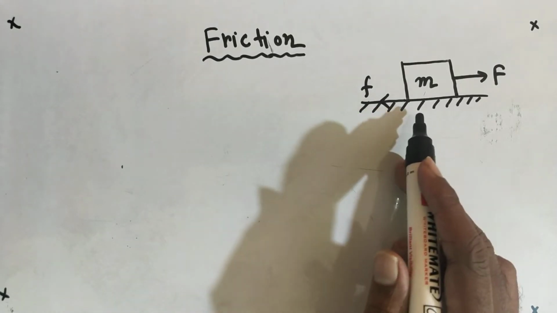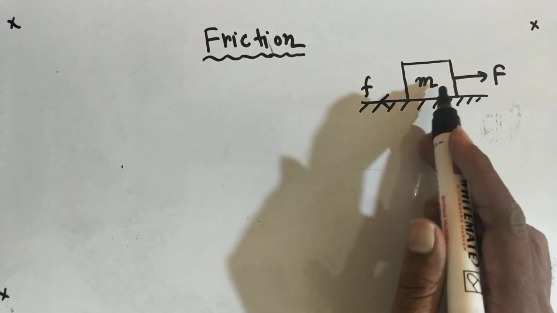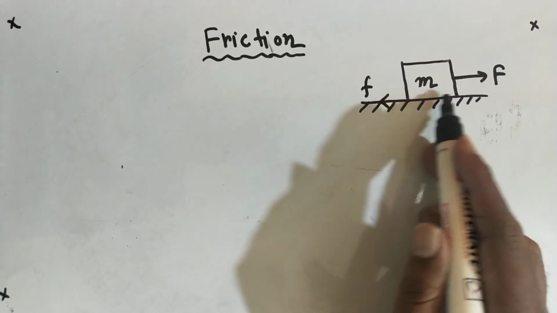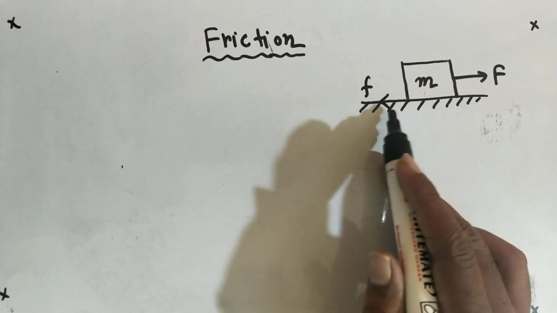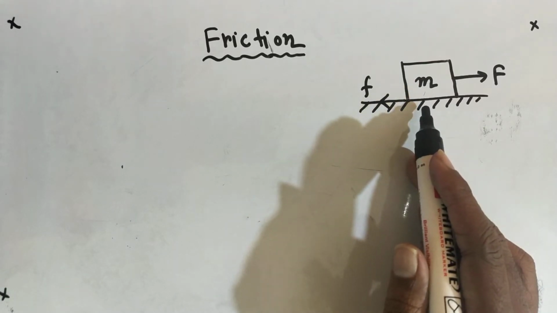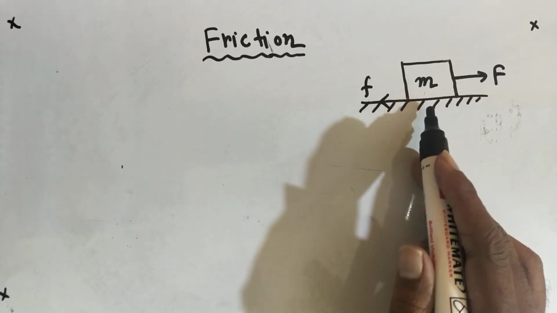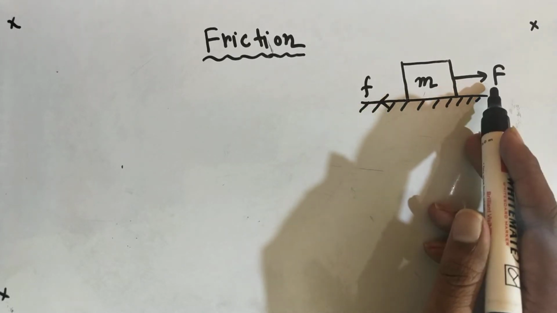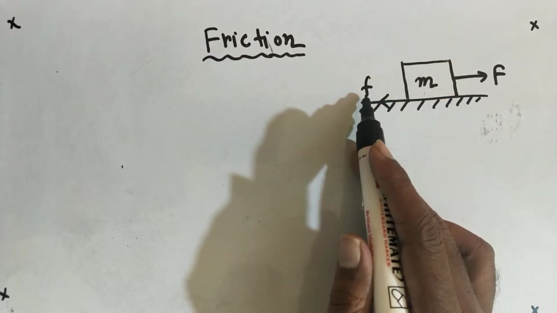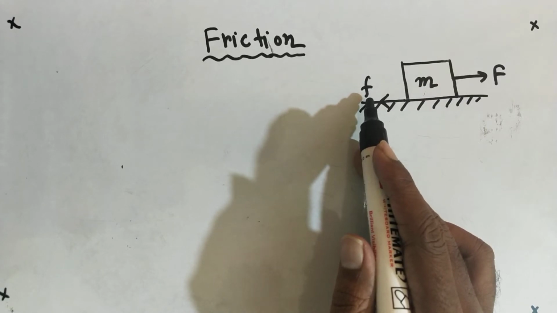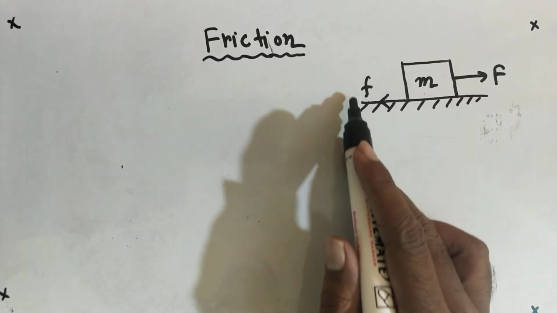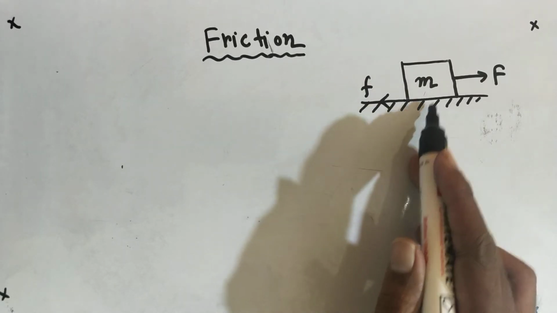As I have shown here in the figure, when two bodies or two surfaces come into contact, here one surface is the surface of the block and the other surface is the surface of this horizontal surface. These two surfaces are in contact, and if we create a relative motion between them by applying a horizontal force like this, then an opposing force F will arise, and this F will arise to oppose the relative motion between the surfaces.